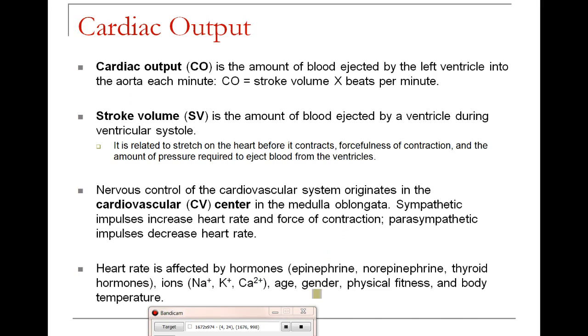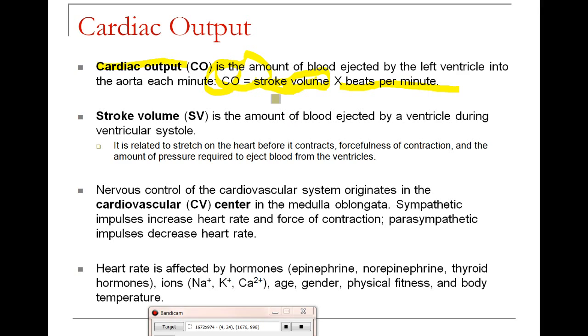Okay, now, one way that we look at how efficient your heart is is this thing called cardiac output. They abbreviate it CO, and there's a formula for it. Cardiac output is how much blood your left ventricle ejects into your aorta each minute. It's measured using stroke volume, which is how much blood is ejected from the ventricle when the ventricle contracts. Stroke volume times beats per minute gives you cardiac output.